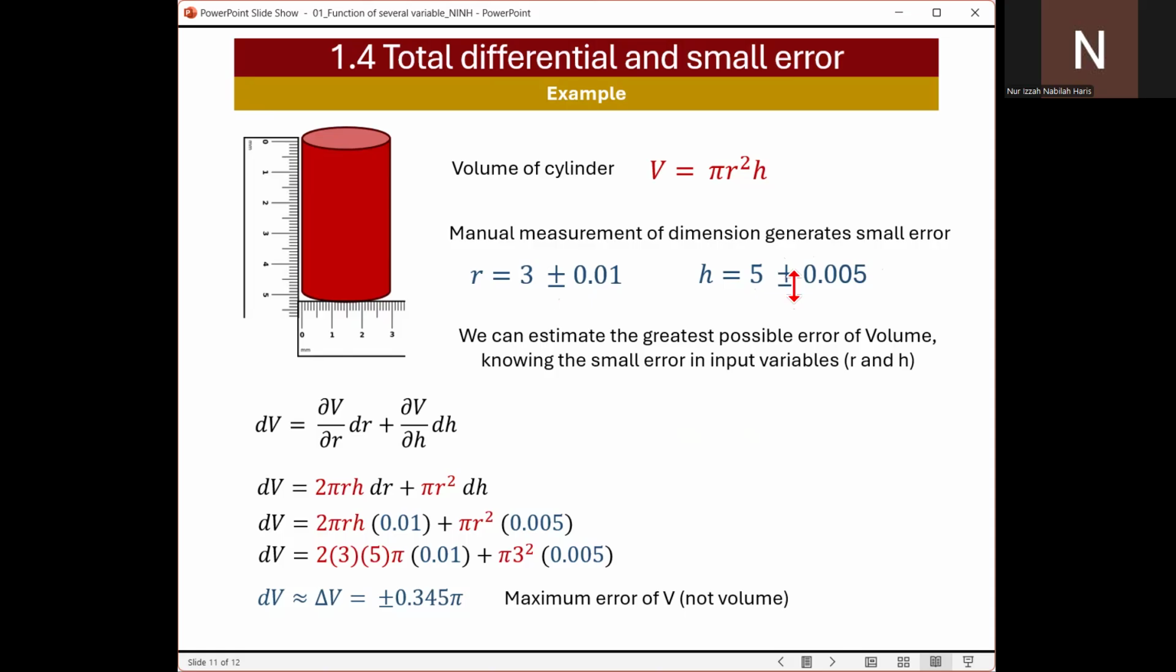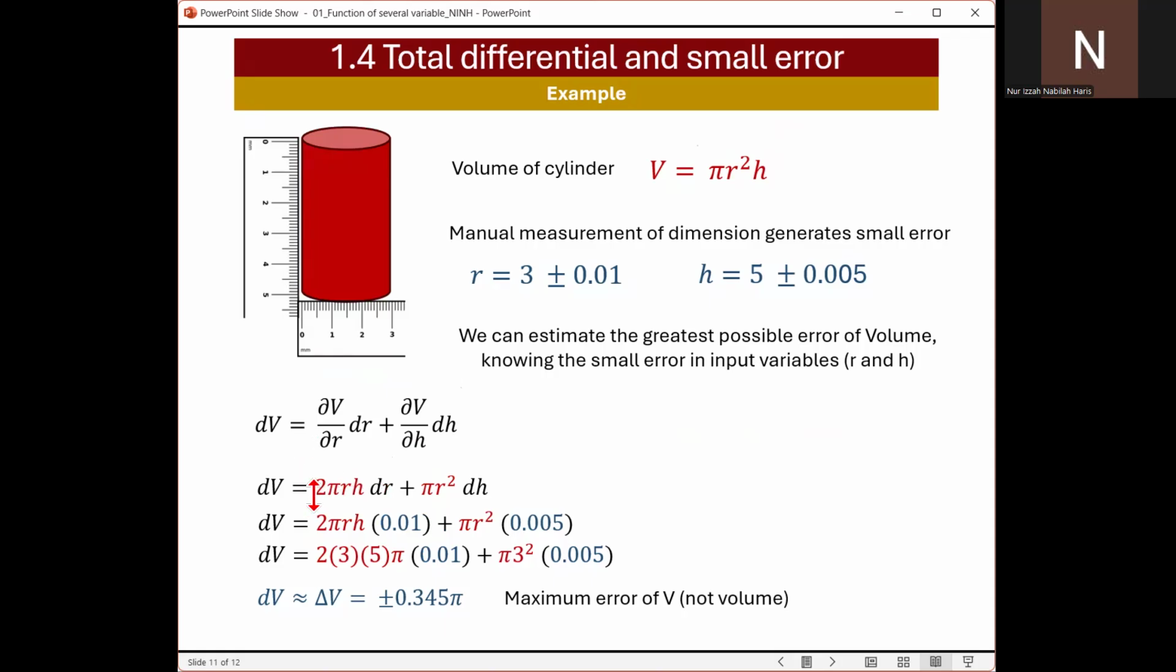So if we have these two pieces of information, we can estimate the greatest possible error of the volume if we know both of these errors, r and h errors. Okay. So you just use the total differential equation in the previous slide. So from this equation, you have to find what is del V over del r and del V over del h. You have to do partial differentiation for this function of volume, and then you have to input this into the total differential equation.